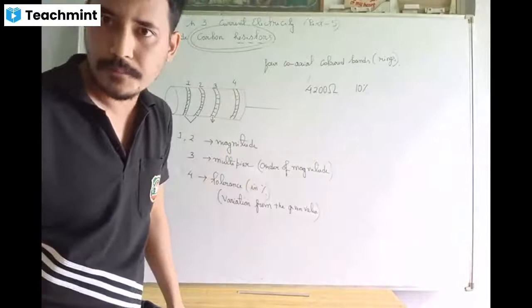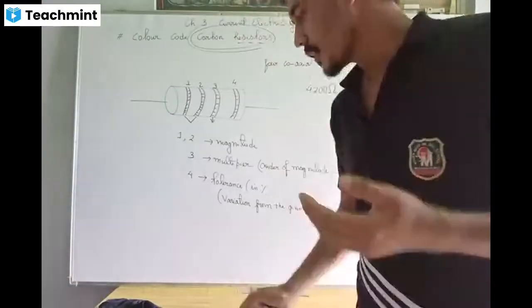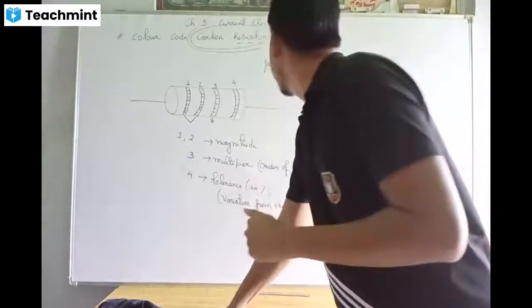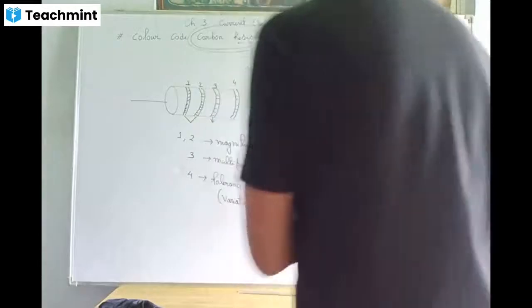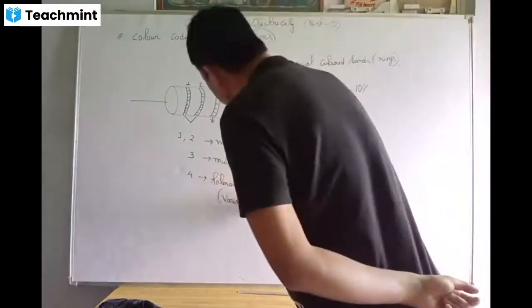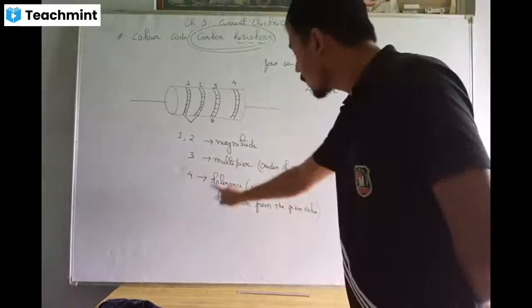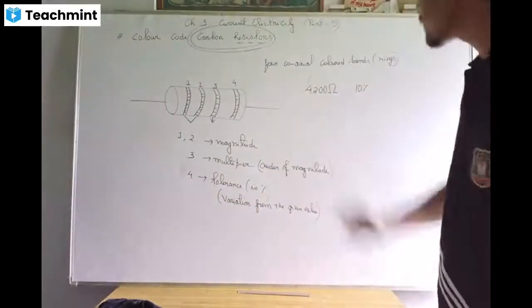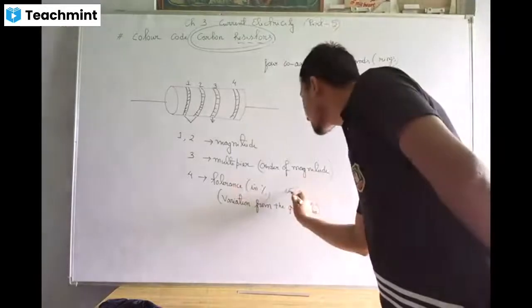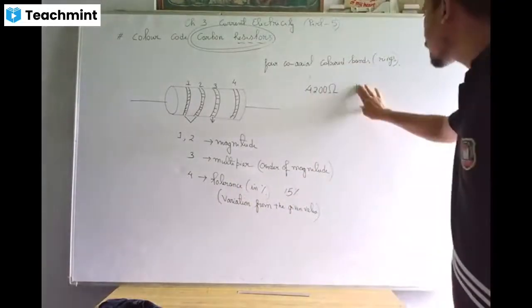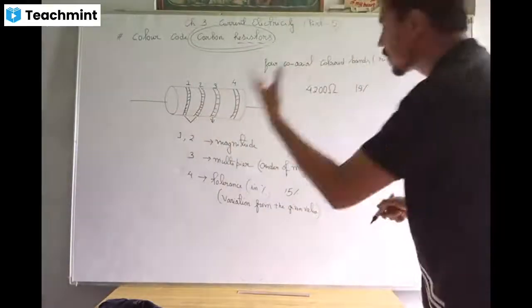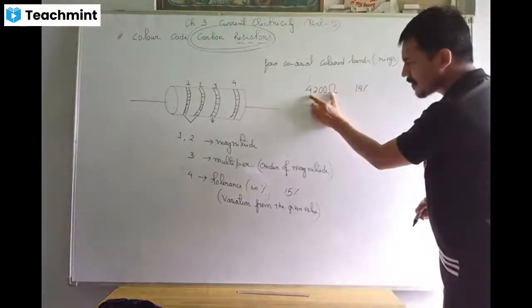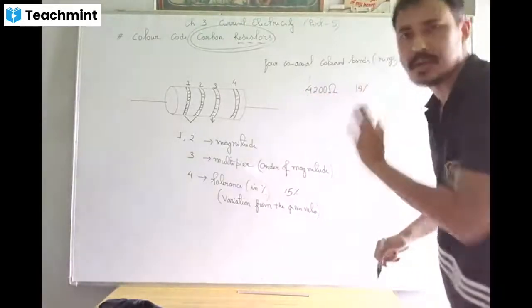Are you following me? If you attended the last class, part 4, then I think you have already understood what I am trying to say here. So the fourth color band gives you the tolerance in percentage. Tolerance means variation from the given value. If your tolerance is 15%, then the resistance of this resistor can be 15% more than the given value or 15% less than the given value. That is what is meant by tolerance.